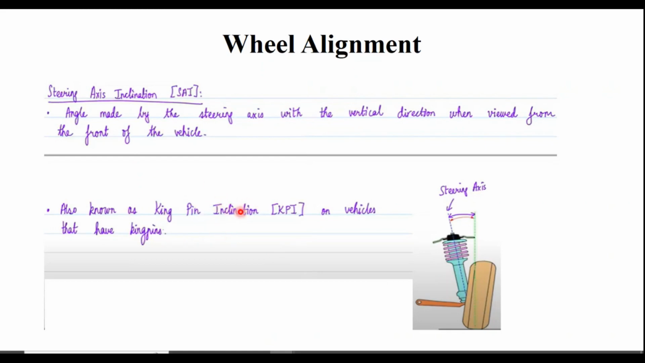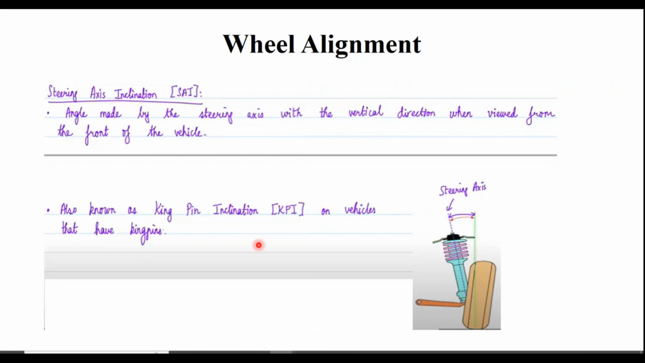We have seen that in the case of the commercial vehicle, we have a kingpin, and in the case of the passenger car, we have ball bearings. In the case of a commercial truck application, we call it a kingpin, and we also have the term kingpin inclination, which is also called steering axis inclination. Steering axis inclination is denoted as SAI, and kingpin inclination is denoted as KPI.